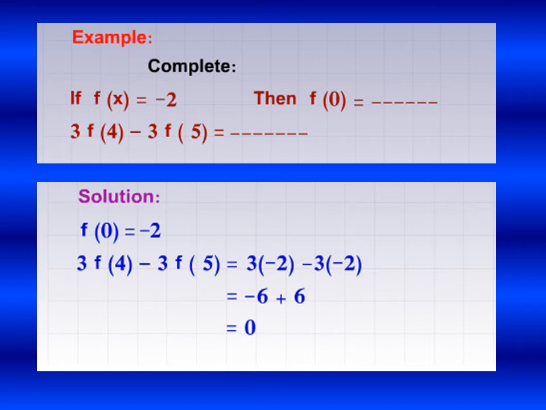3f(4) means 3 multiplied by -2, minus 3f(5) means 3 multiplied by -2, then equals -6 + 6 equals 0.